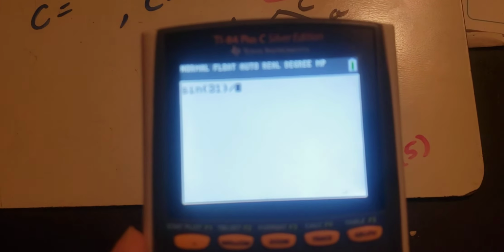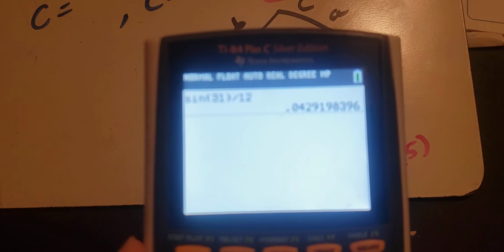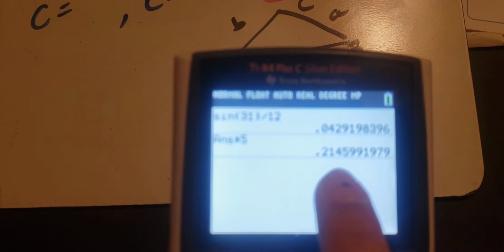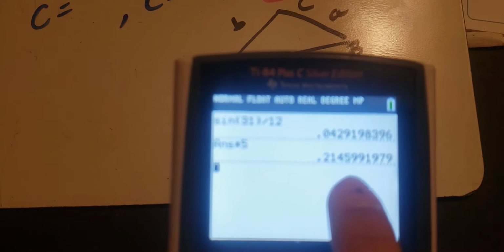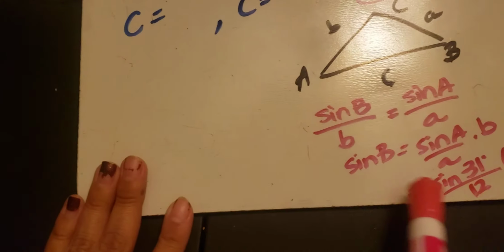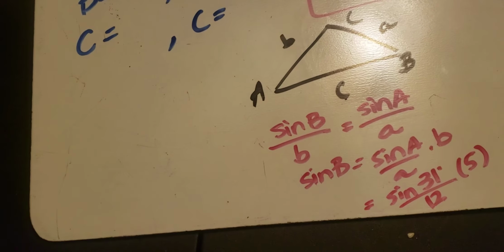So this is sine of 31 divided by 12 times 5. And I'm only going to take the first four numbers, so I'm going to make this 0.2146. Okay, remember that, 0.2146. I'm going to write it on the side because I'm running out of room there.